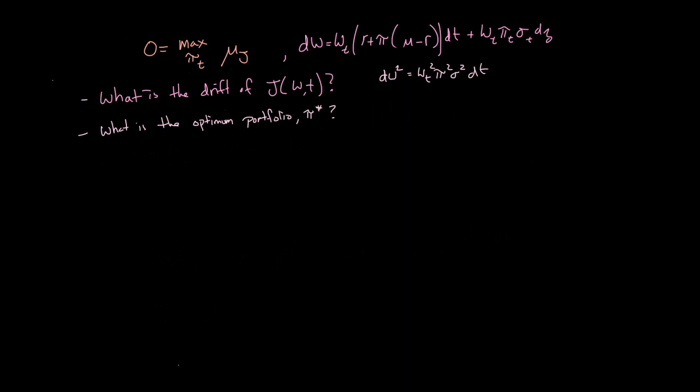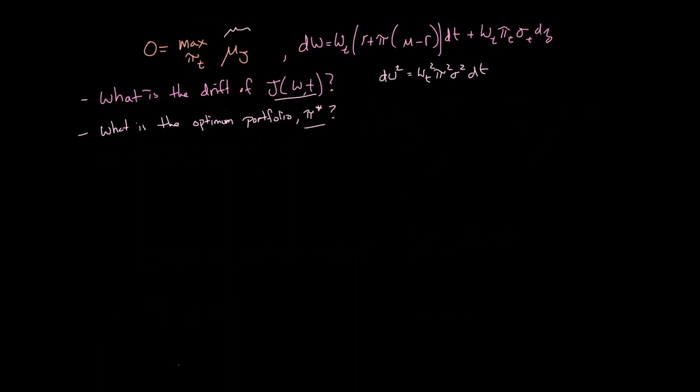Alright everybody, welcome to part 2 of this video. In this video, we're going to find the drift component of J(W,T), which we're calling mu of J. We're doing that because it's what our optimization asks for. And we're going to plug it back into the optimization and find the optimum portfolio pi star.